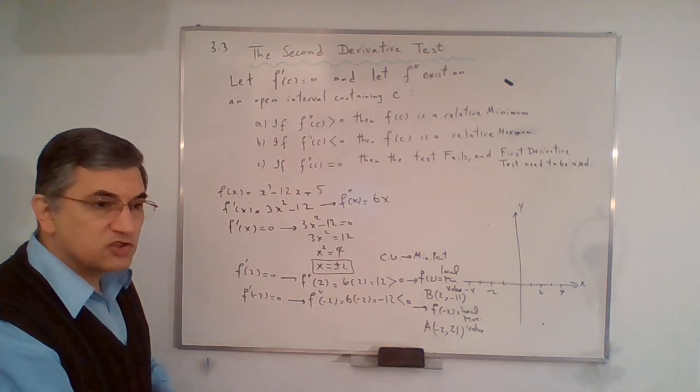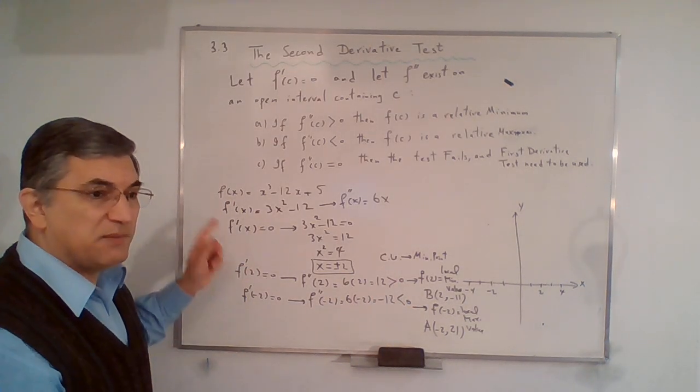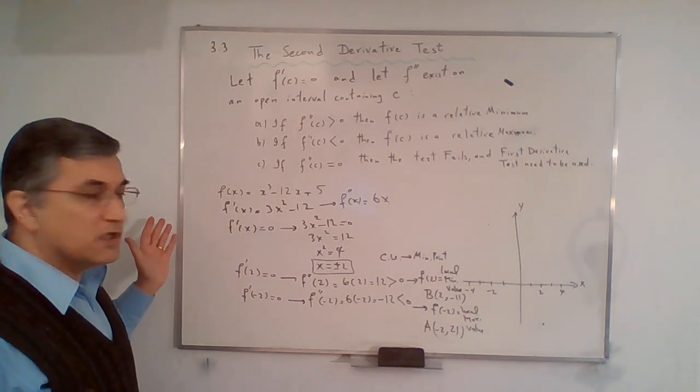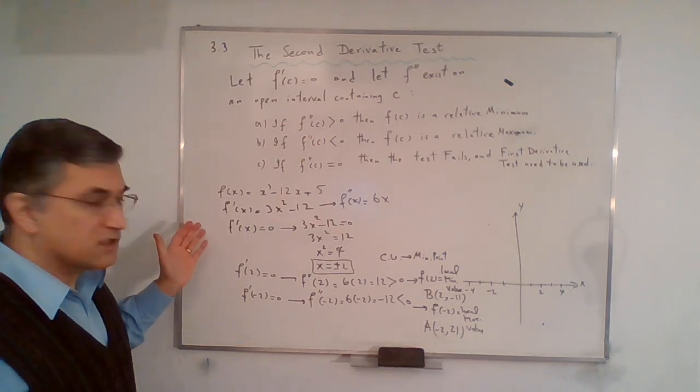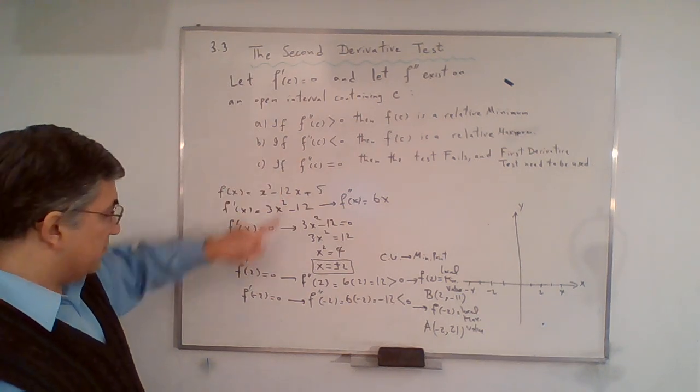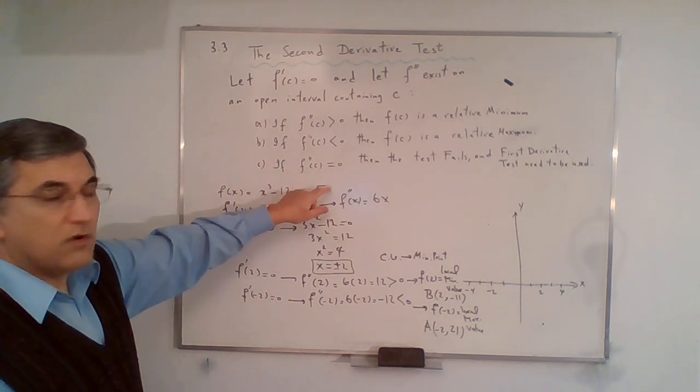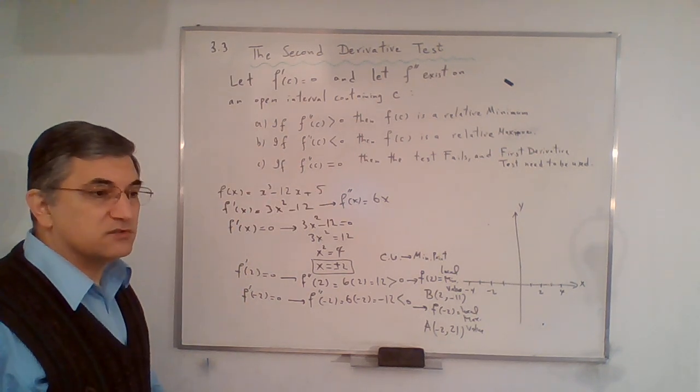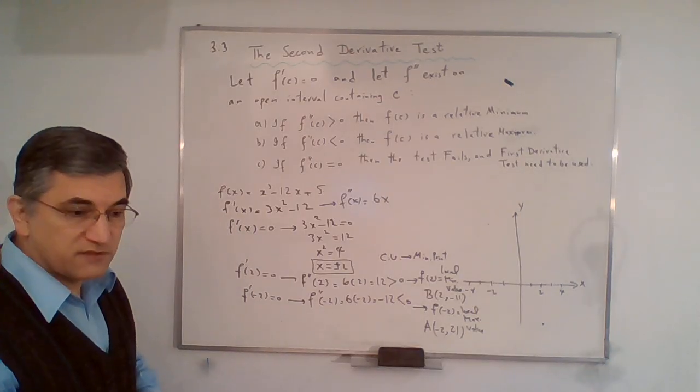Did we construct any charts like the first derivative test in the past lectures? No, we didn't do it. Was it faster? Yes, it was. Is it shorter? Yes, it is. What if f double prime at those numbers is equal to 0? Well, in that case, you can't use the second derivative test. You have to use the first derivative test.